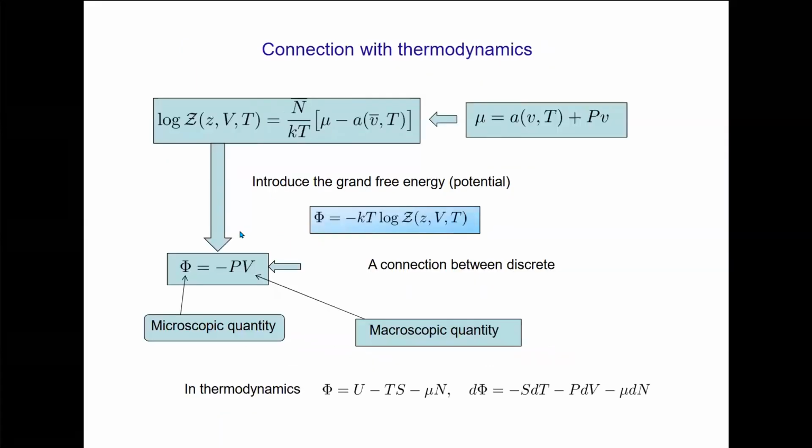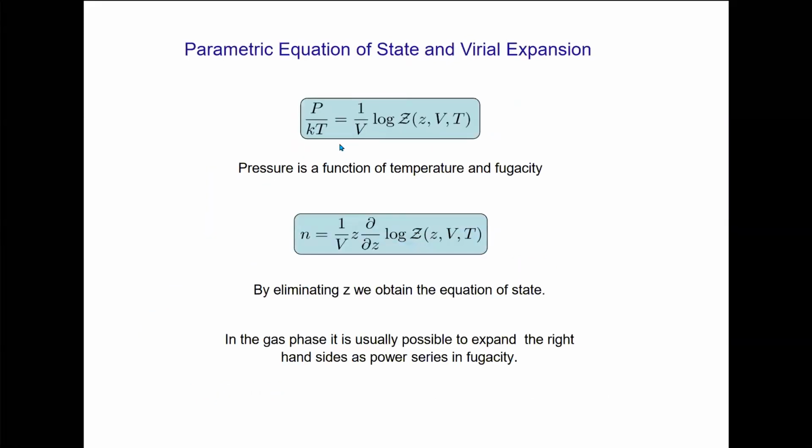So let's look again at this formula, which says that log of Z is equal, when I substitute, to PV over kT. The right-hand side was PV over kT. And this is the macroscopic relation we derived, that the pressure over kT is equal to 1 over v log of Z. So we found the pressure as a function of temperature, volume, and this little variable z, which is the fugacity of the system.